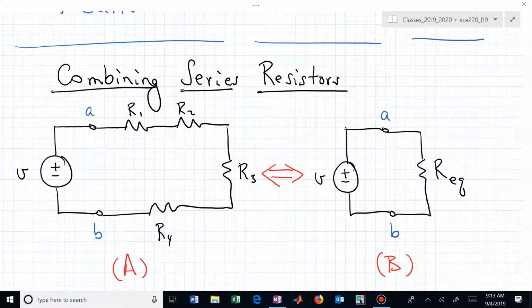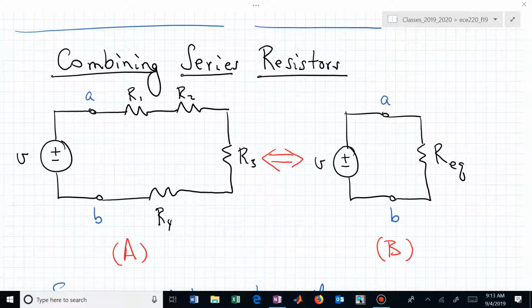Let's talk about combining series resistors first. And here what we're trying to do is simplify our analysis. Meaning, instead of dealing directly with circuit A, we might want to rewrite it into an equivalent circuit with an equivalent resistor, R equivalent, which is circuit B. And if we're doing that, then we have to be able to find this equivalent resistor. What is R equivalent? How do we write that if we know that we have circuit A, the circuit on the left?